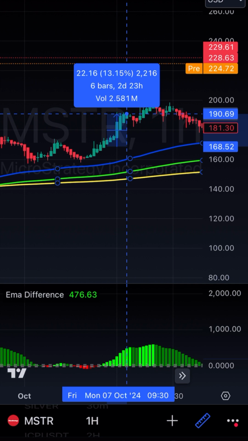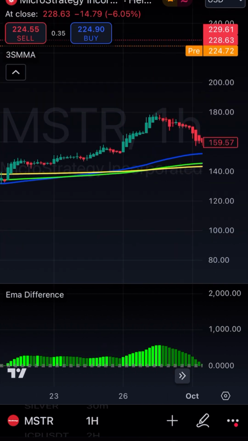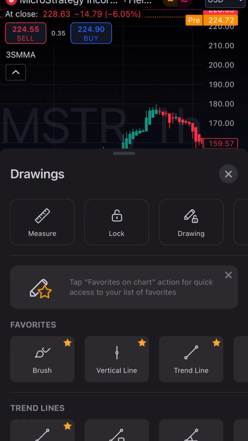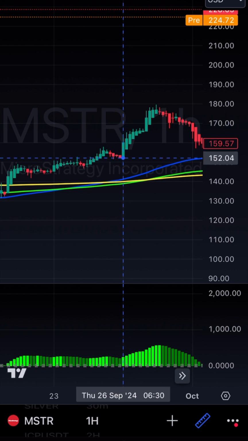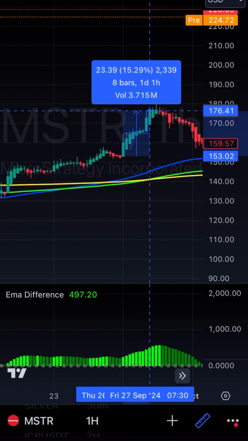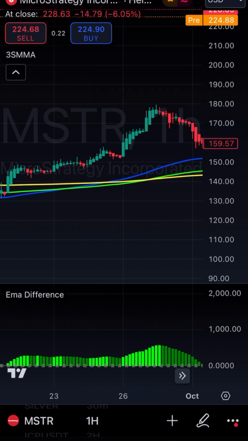So if you did options, if you did a call option right there, you would have had $2,216. Let's quickly look at a couple more. We see it turn from dark green to light right here. If you rode this out, this is a 15% move if you just bought and sold. And this is a $2,339 move if you did a call option at that point.